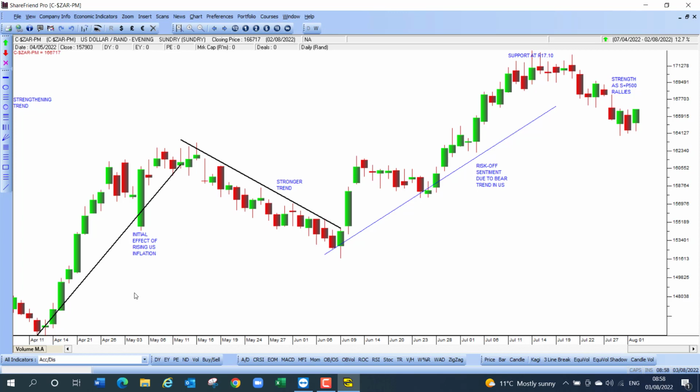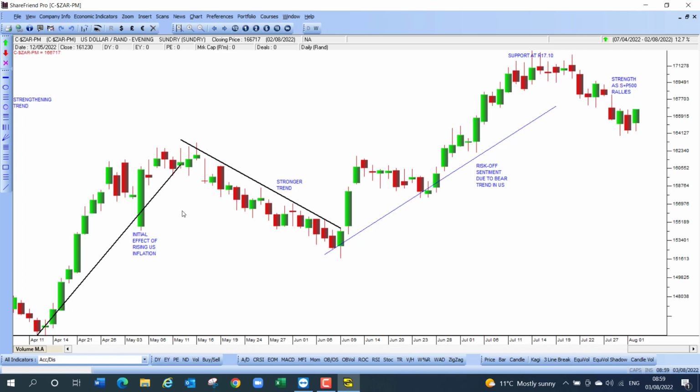What we've got here is a rand which has weakened from levels in April of around 14.50 to the US dollar to the current levels around 16 to 17 rand to the US dollar. You can see the impact of rising inflation in America and the shift towards risk off. So what you'll find is that the rand these days moves quite in line with the S&P 500. When the S&P 500 is going up, the rand strengthens. When it's going down, the rand weakens.